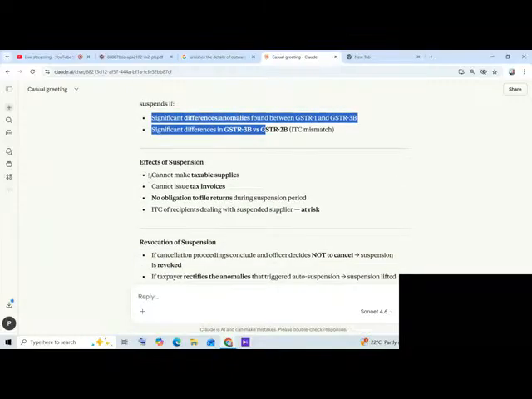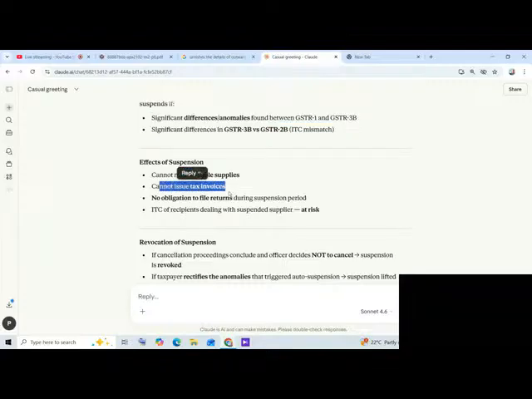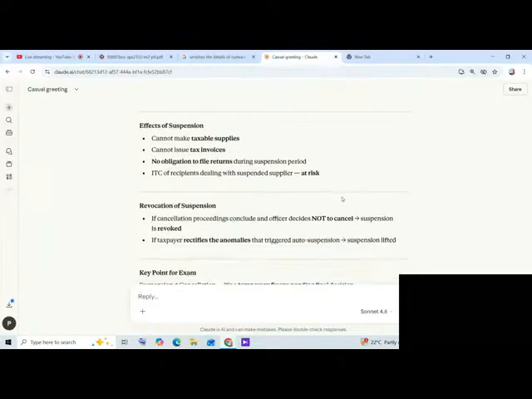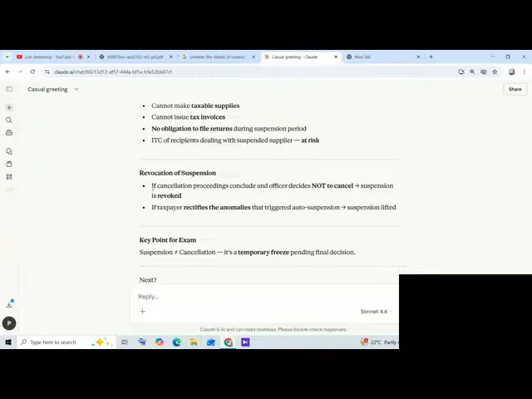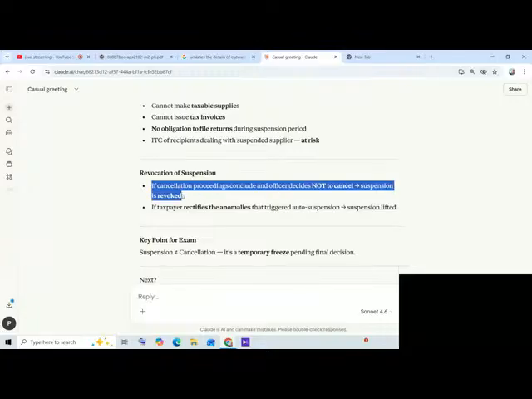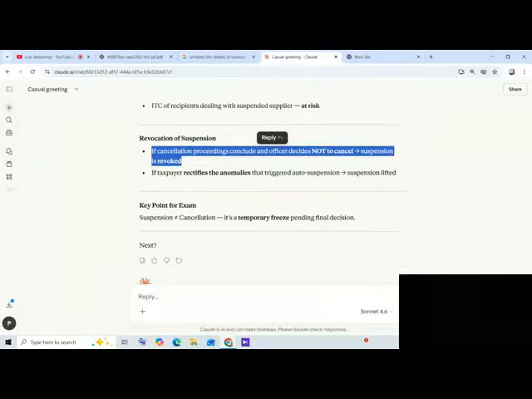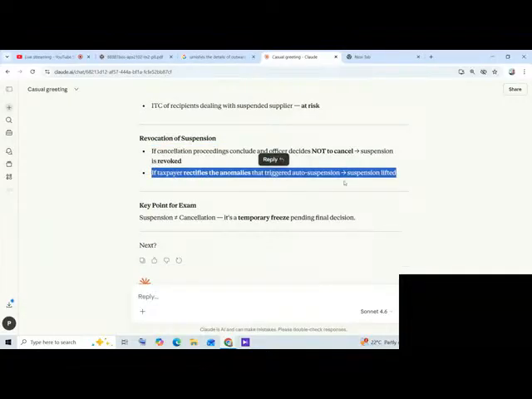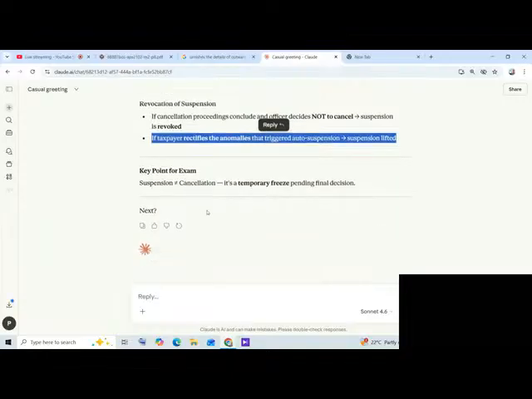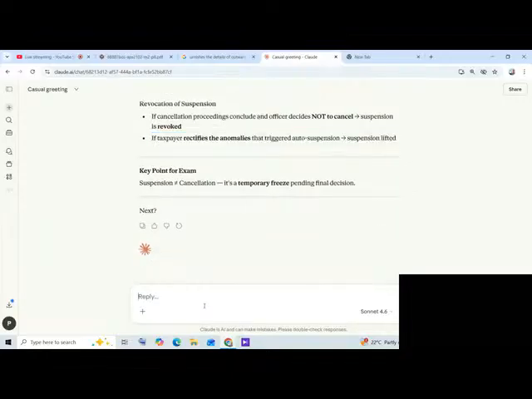Effects of suspension are: it cannot make any taxable supplies, it cannot issue tax invoices, there is no obligation to file returns during the suspension period, and ITC of recipients dealing with a suspended supplier is at risk. Revocation of cancellation: if cancellation proceedings conclude and the officer decides not to cancel, the suspension is revoked. If the taxpayer rectifies the anomalies that triggered auto suspension, the suspension is lifted. Cancellation is done.